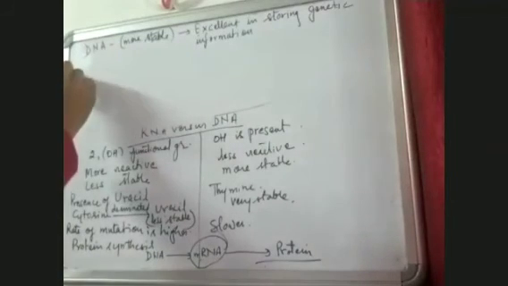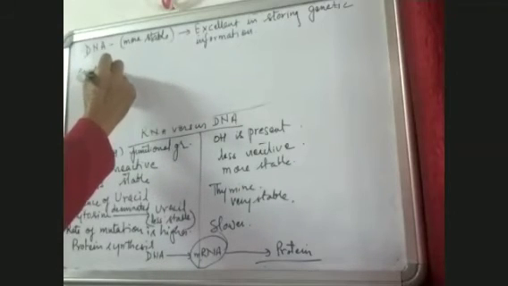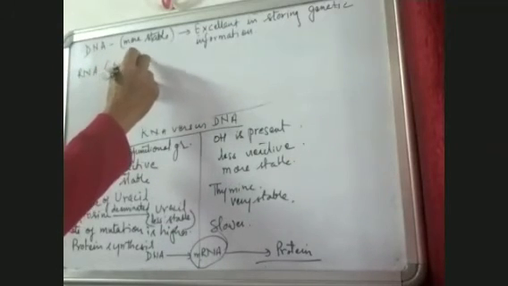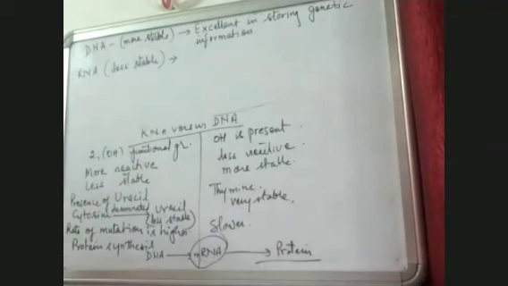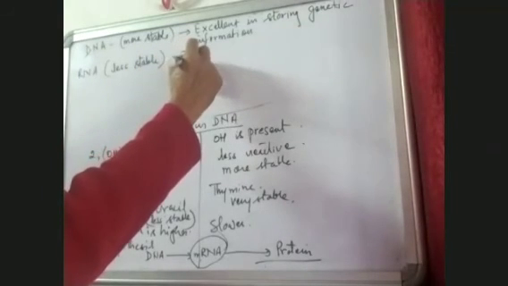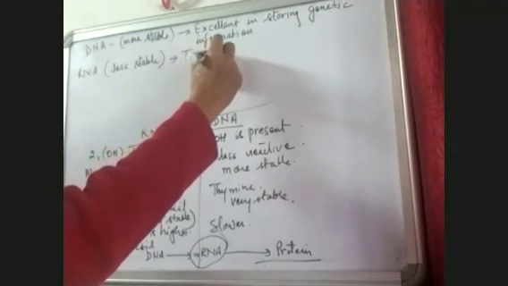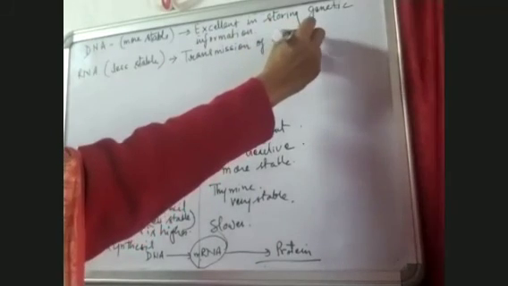Whereas if we consider RNA, it is less stable, and because of its less stable feature, RNA is very good in the transmission of genetic information.